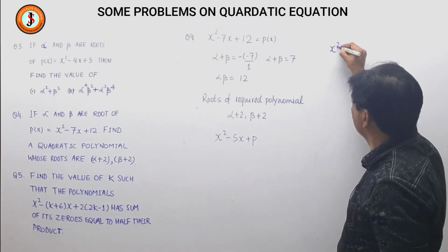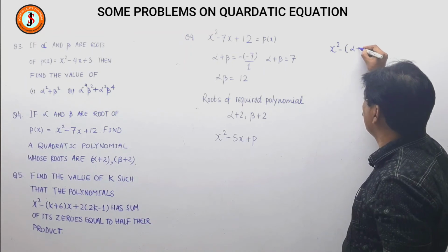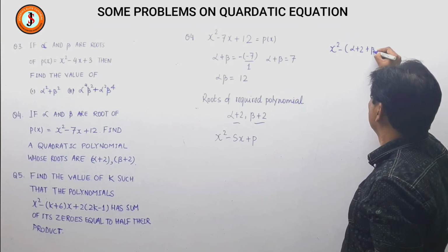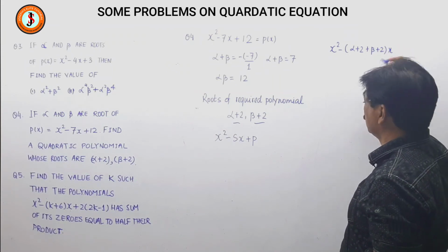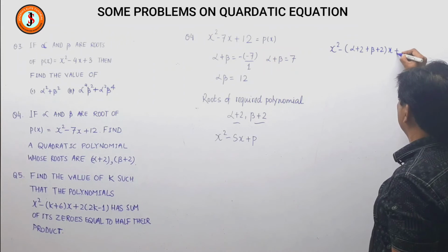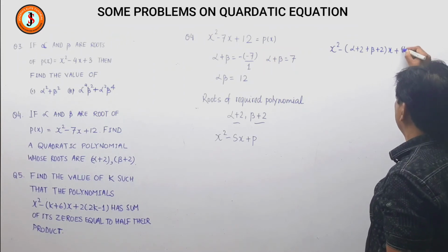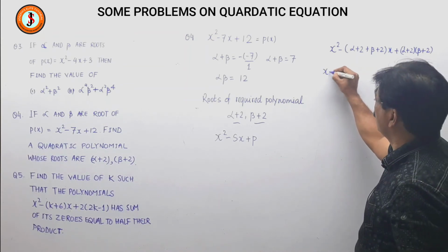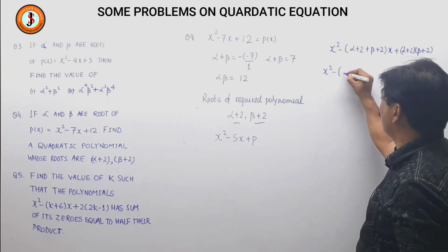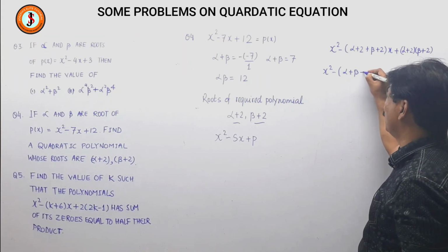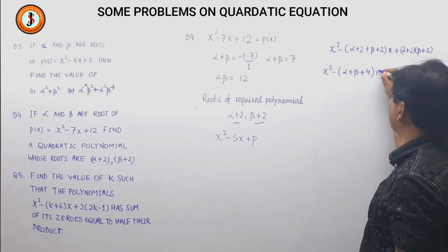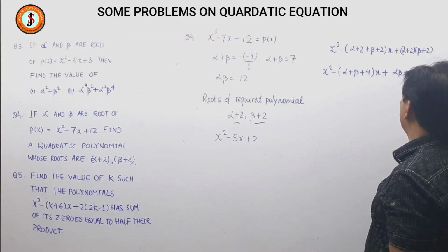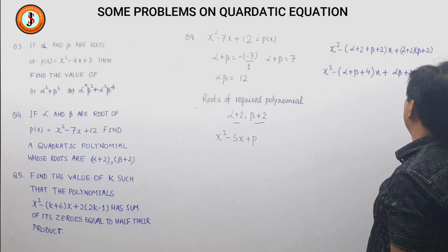x square minus sum of the roots, alpha plus 2 plus beta plus 2, into x, then plus alpha plus 2 into beta plus 2. So this will be x square minus, let me arrange, alpha plus beta, whose value we have, 2 plus 2 is 4, x plus this will be alpha beta plus 2 alpha plus 2 beta, I will take it common, plus 4.